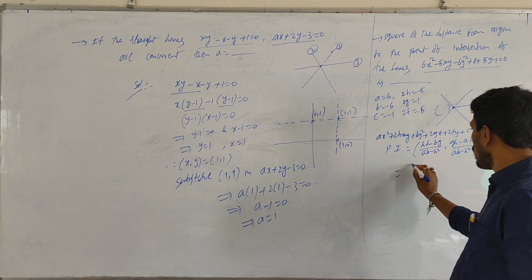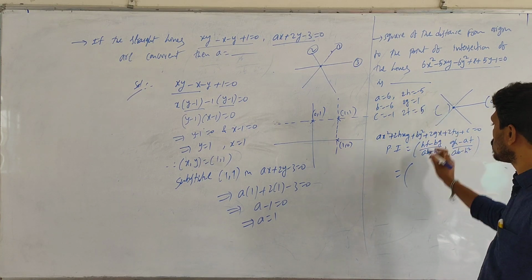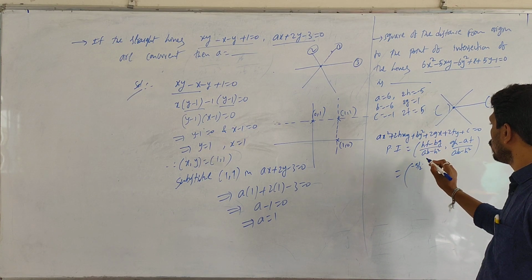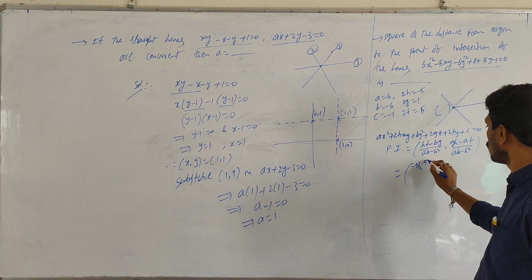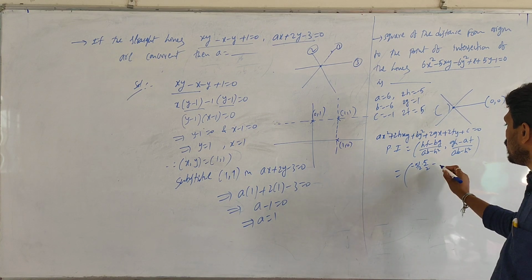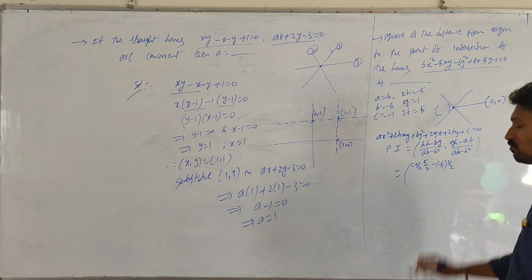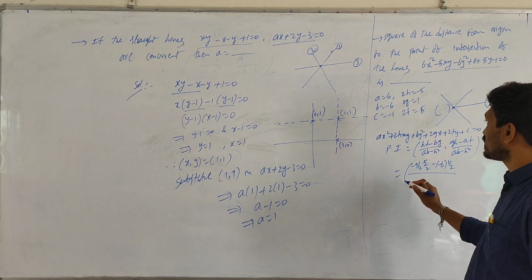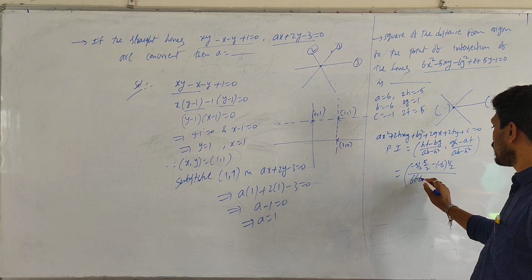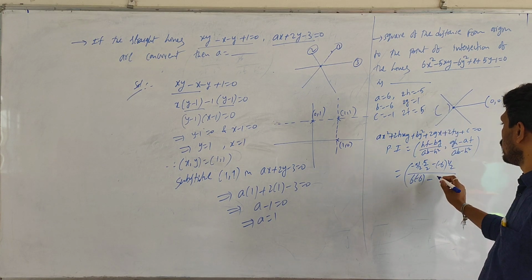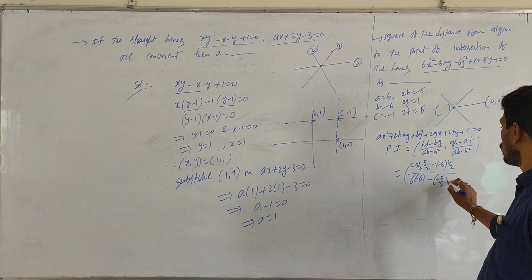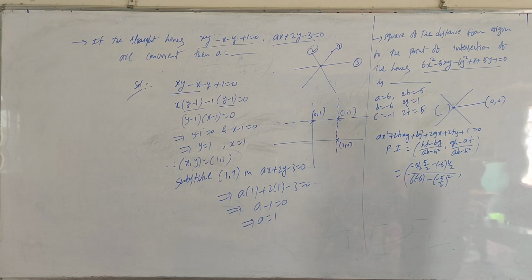Okay, substitute here what you have? h means minus 5 by 2, f means 5 by 2, b means minus 6, and g means 1 by 2. So the x coordinate is (bg minus fh) by (ab minus h square), that is 6 into minus 6 minus (minus 5 by 2) whole square. This is the x coordinate computed.